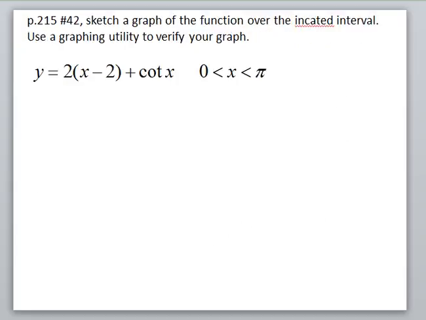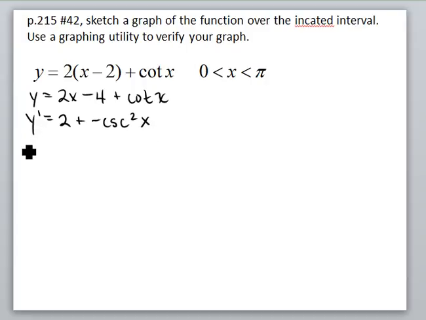I will start this last problem on this. Hopefully I'll get through maybe the first derivative. So when you're taking this first derivative, I would go ahead and distribute the first part. And then the first derivative would be 2 plus the derivative of cotangent, which is negative cotangent squared x. We want to know where this derivative is zero.